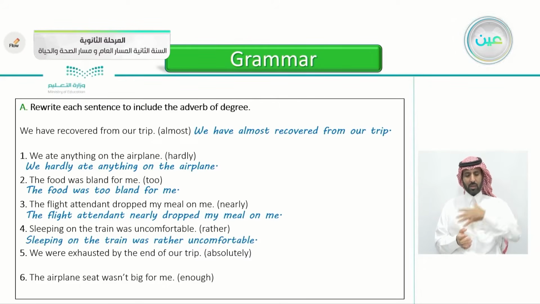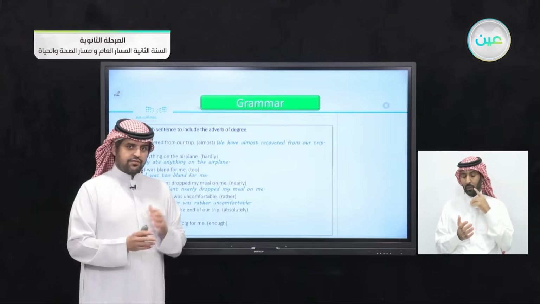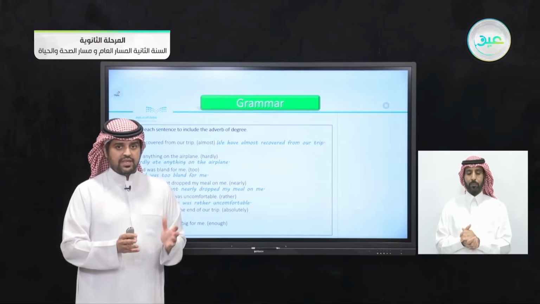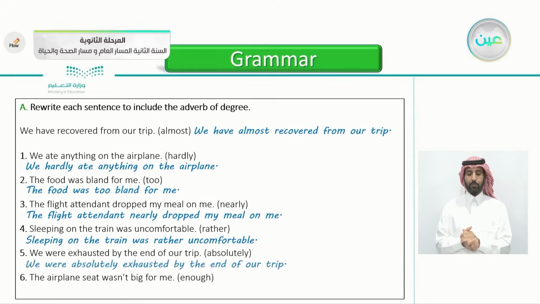Number five, we were exhausted by the end of our trip. And the adverb is absolutely. You can search here for the adverb or the adjective, or maybe it's a verb. Yes, this is very obvious here. We were absolutely exhausted by the end of our trip. Absolutely is the equivalent of very exhausted.